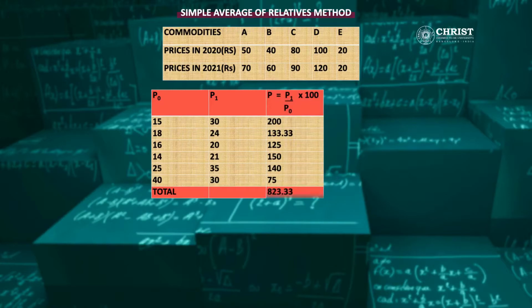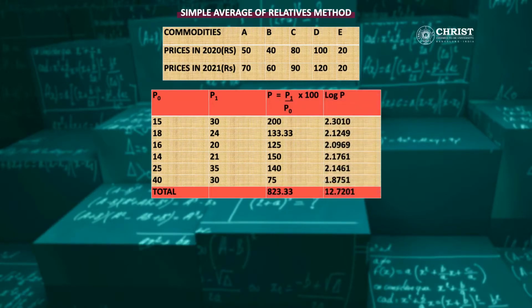Now we have to do the computation. Both the methods we have to use, that is using arithmetic mean and geometric mean. So arithmetic mean computation is based on price relatives. So price relatives we have to calculate for all values. That is P1 divided by P0 into 100. That is 30 divided by 15 into 100. That is the first value 200. Now log P values we have to take for all the price relative values. Then you have to take the total of log P values for using geometric mean.